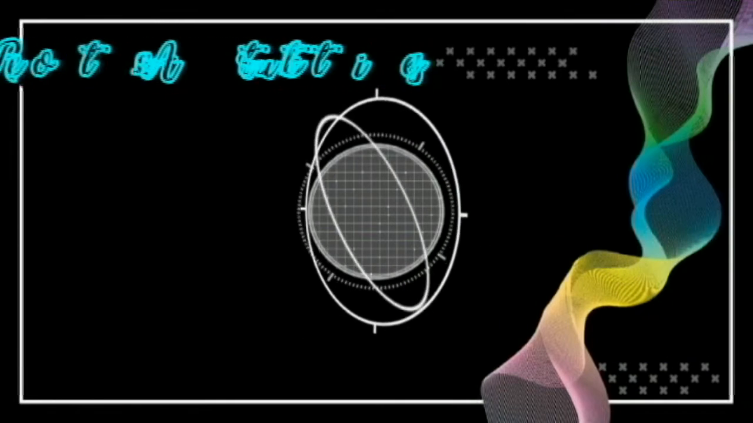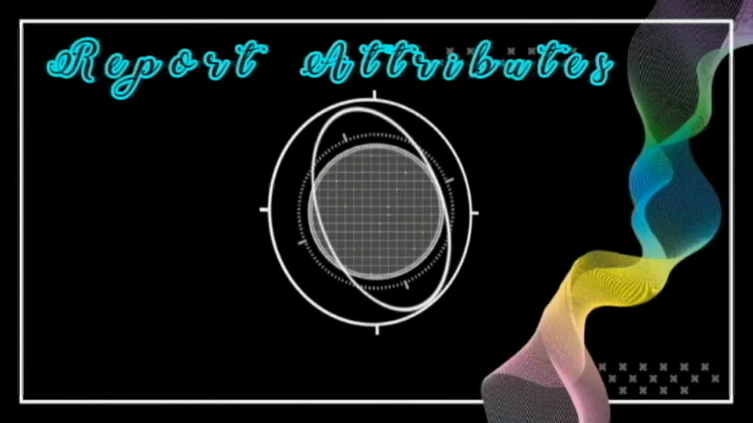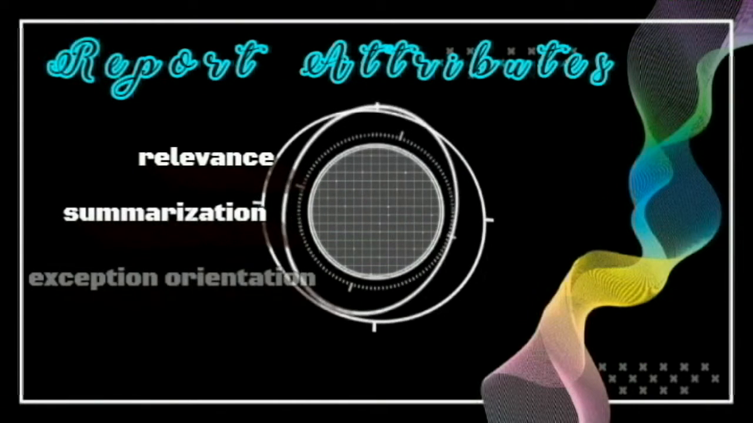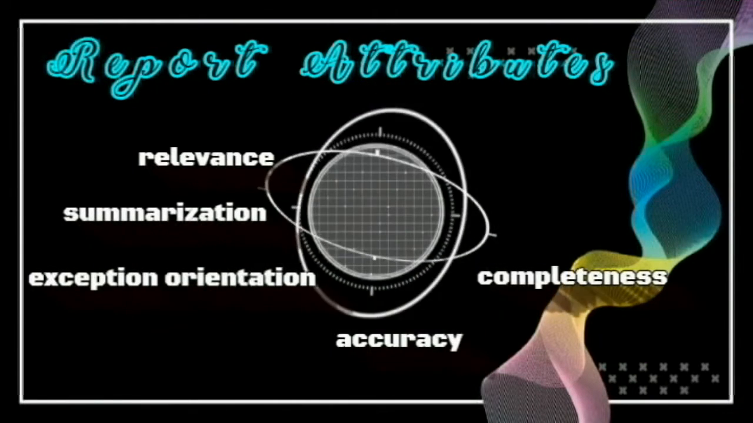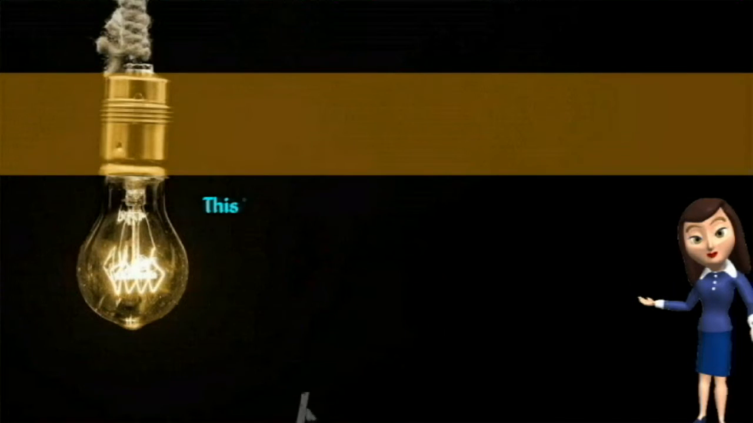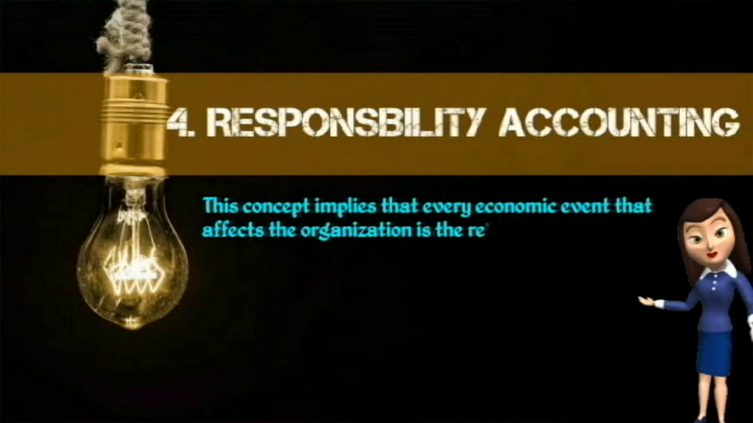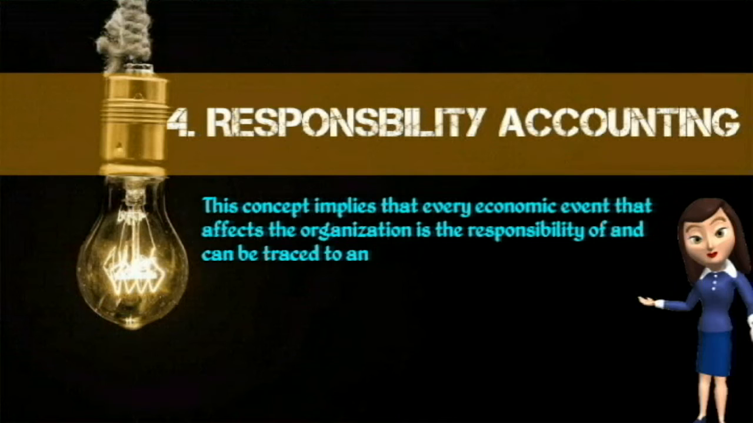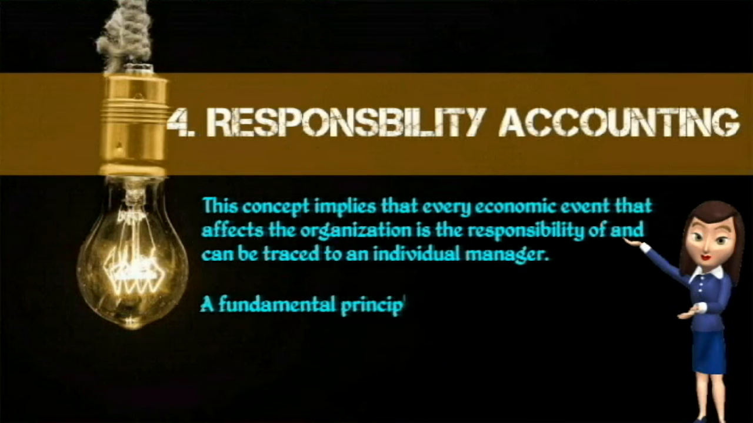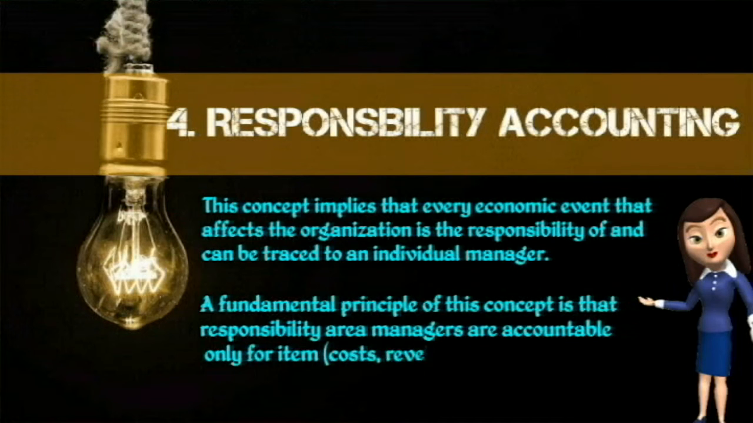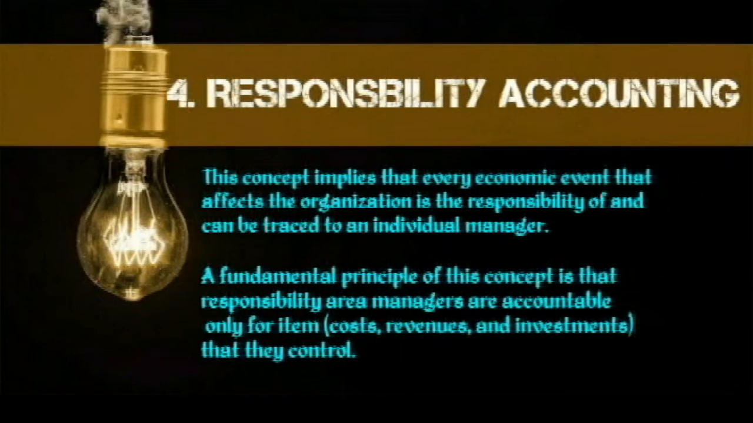Report attributes. To be effective, a report must possess the following attributes: relevance, summarization, exception orientation, accuracy, completeness, timeliness, and conciseness. 4. Responsibility accounting. This concept implies that every economic event that affects the organization is the responsibility of and can be traced to an individual manager. A fundamental principle of this concept is that responsibility area managers are accountable only for items, costs, revenues, and investments that they control.